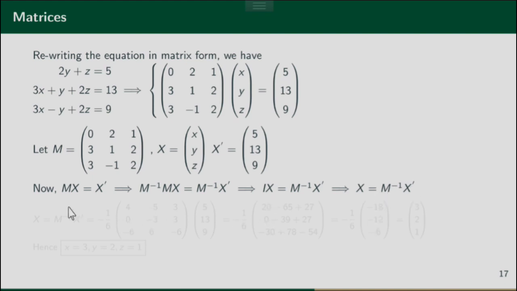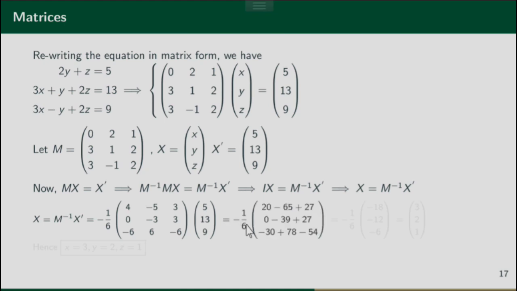So we have M inverse already. X will be M inverse times X prime, which is equal to the inverse of M, negative 1/6 multiplied by this matrix, and I multiply by the matrix 5, 13, and 9. So I will leave the negative 1/6 outside, and I multiply. I will take this first row, multiply by the first column. 4 times 5 is 20, negative 5 times 13 is negative 65, and 3 times 9 is plus 27.